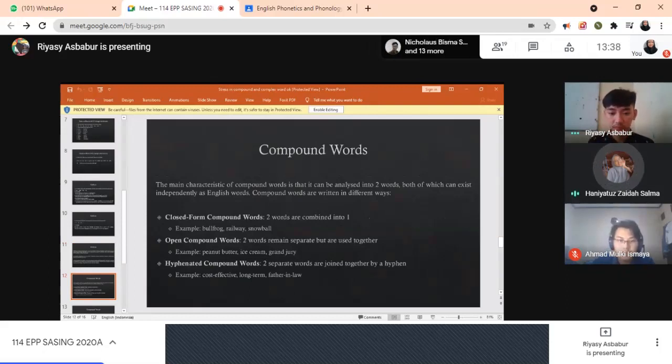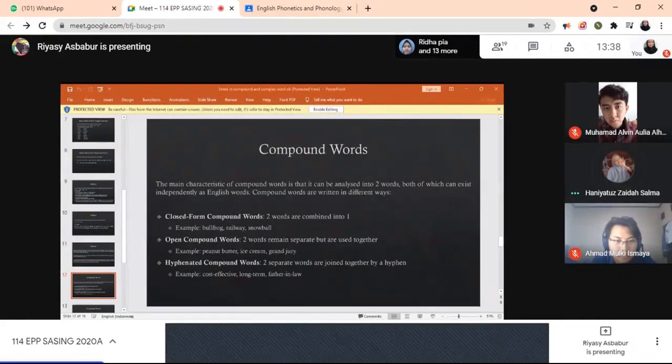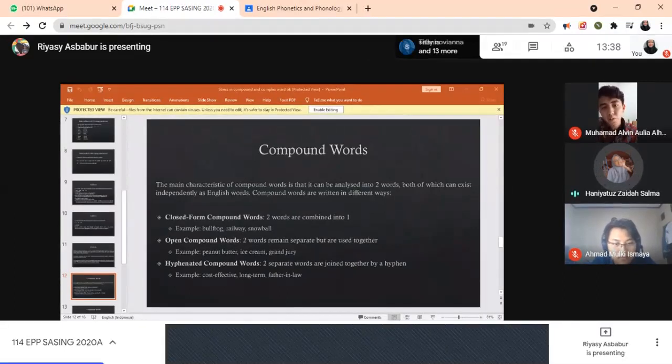I will now explain about compound words. The first characteristic of compound words is that they can be analyzed into two words, both of which can exist independently as English words. Compound words are written in different ways. There are three. The first is closed form compound words, that is, when two words are combined into one without a space. For example, bullfrog, railway, and snowball.